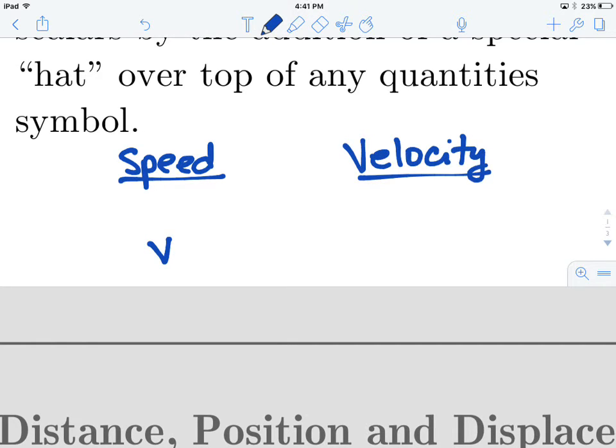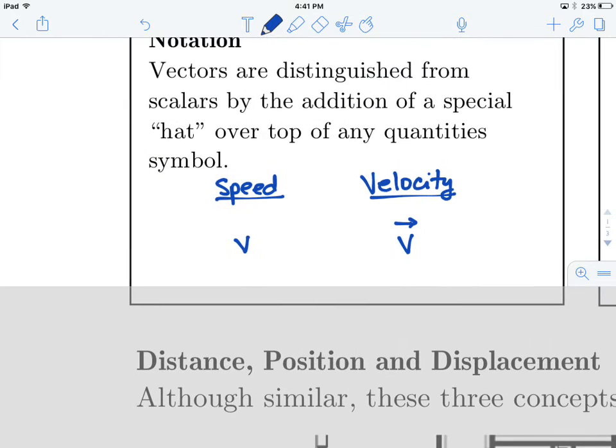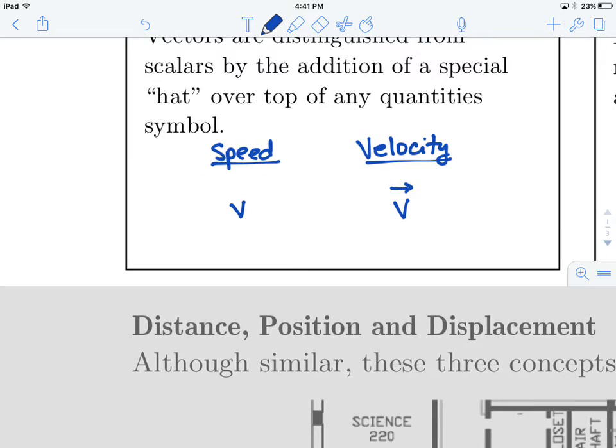Okay, and we have a special symbol. Again, it's v, but we give it this special hat that's like a little arrow. Same thing, but we know that this then is a scalar. This right here is a vector because it has this little hat over top of it.